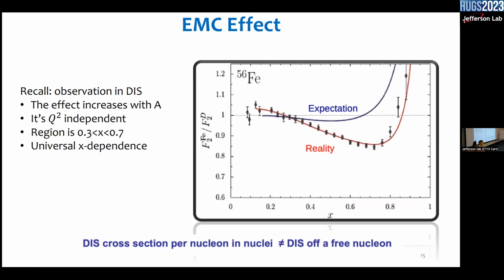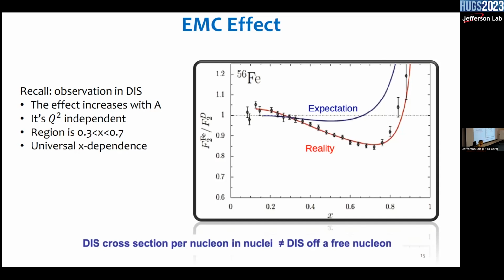So we'll start back with what we were talking about yesterday, the EMC effect. This was observed using deep inelastic scattering. The region of interest is 0.3 to 0.7. This is the F2 structure function or the cross-section ratio, and this was the original result for the original nuclei, iron over deuterium. The expectation is that it should be relatively flat, right? And the reality was that there's a big slope here.